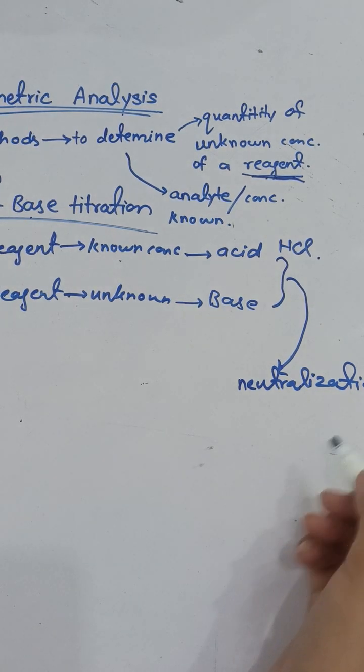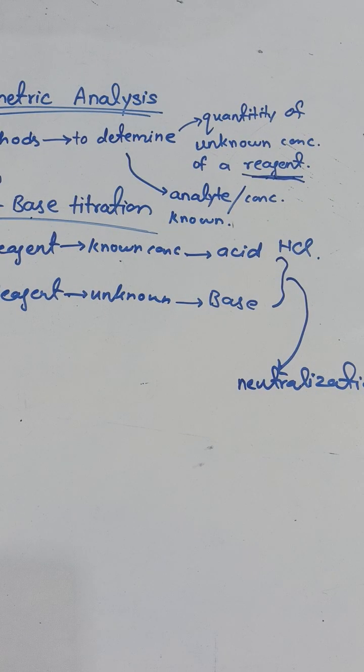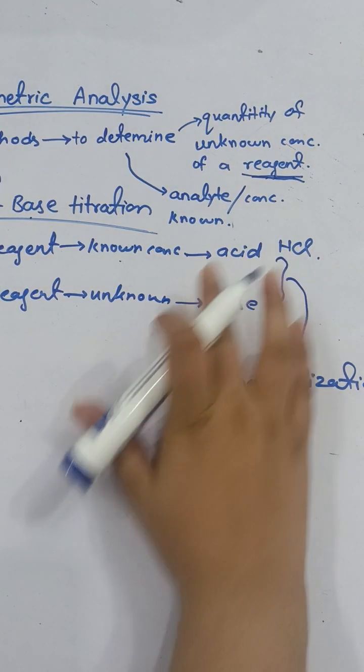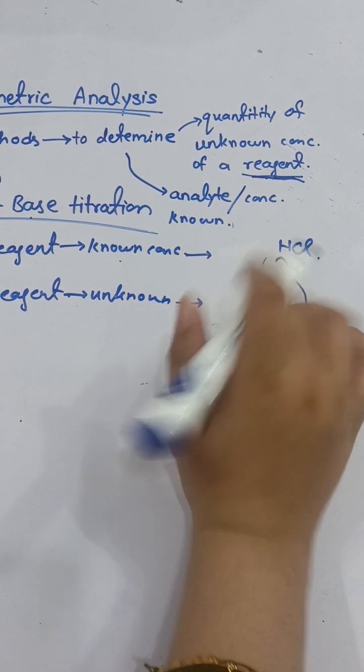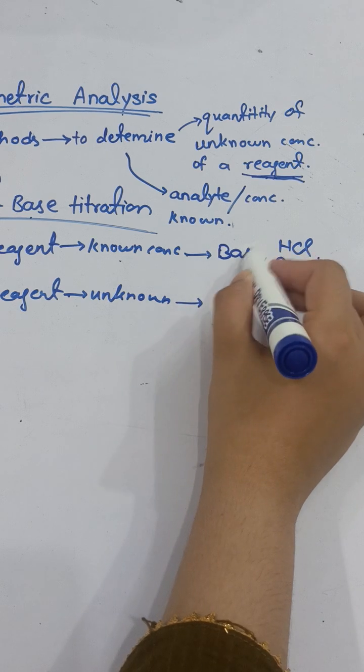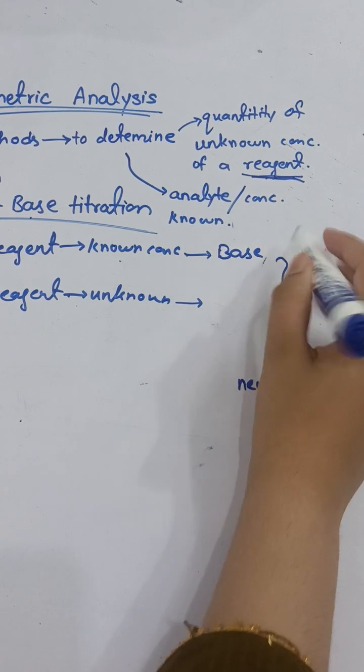In a neutralization reaction, the acid and base react with each other and form salt and water. Similarly, when the neutralization reaction occurs, we can find out the unknown concentration of the base. Similarly, your unknown reagent can be a base. I can assume it a base like NaOH.